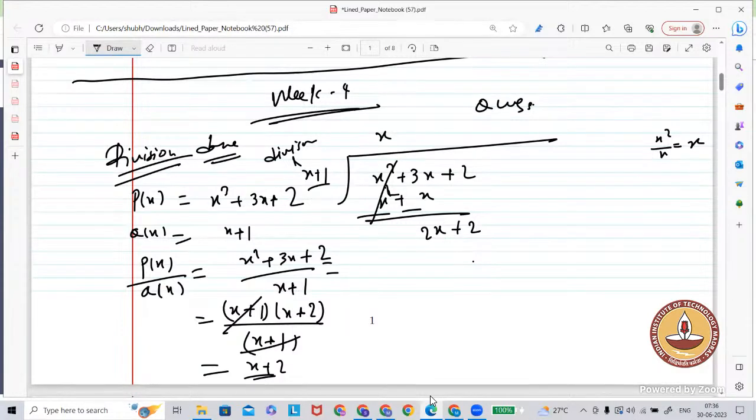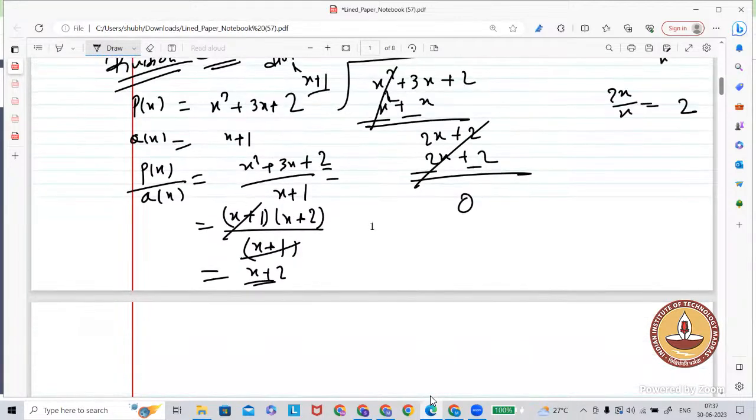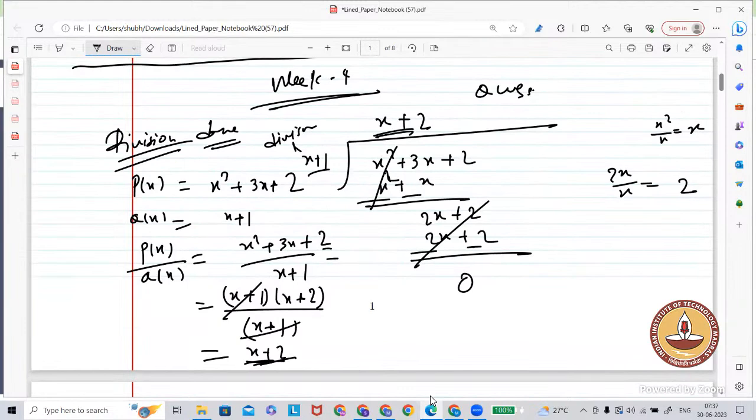Now take again the highest degree term, 2x, and divide by x, which gives you 2. Now multiply the whole divisor polynomial by 2, you will get 2x plus 2. Now subtract, and you will get 0. So the remainder is 0, and as we got earlier, x plus 2 is the quotient.